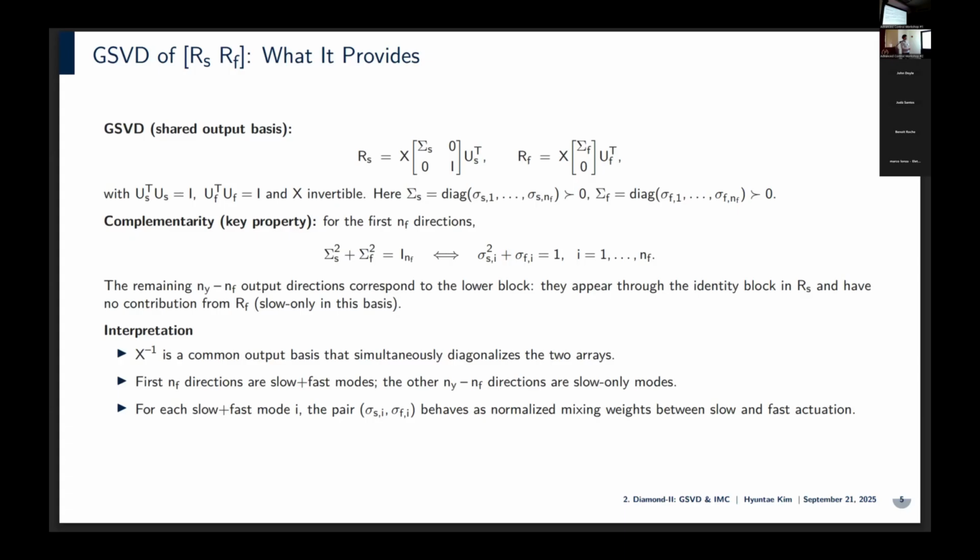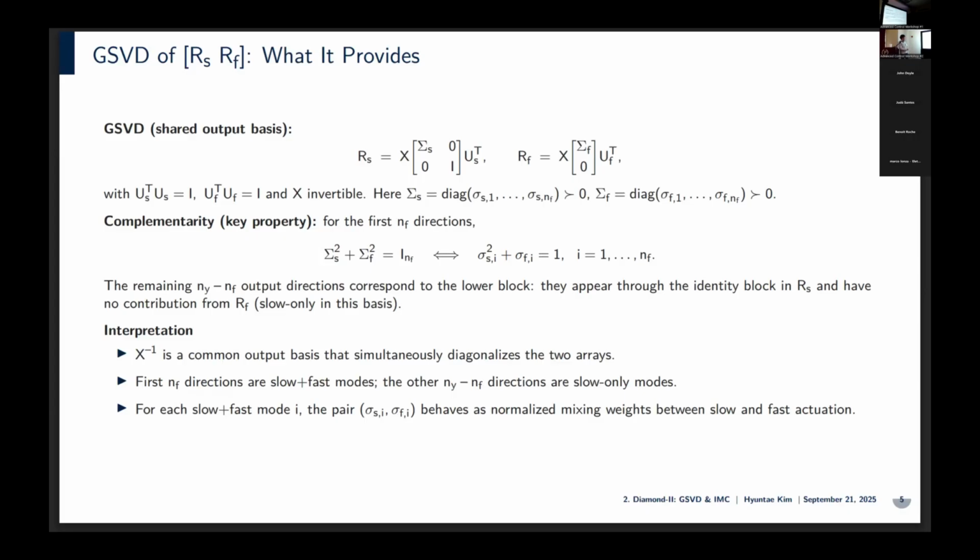R_S can be written as X [Sigma_S, 0; 0, identity] U_S transpose, and R_F is X [Sigma_F, 0] U_F transpose. Just the same as the singular value decomposition, U_S transpose U_S is equal to identity, and U_F transpose U_F is also equal to identity, X is invertible, and Sigma_S and Sigma_F are kind of diagonal matrices with Sigma_S1 to Sigma_SF, and then Sigma_F1 to Sigma_FF. So you can expand the result of the singular value decomposition to two matrices, and then you get the GSVD.